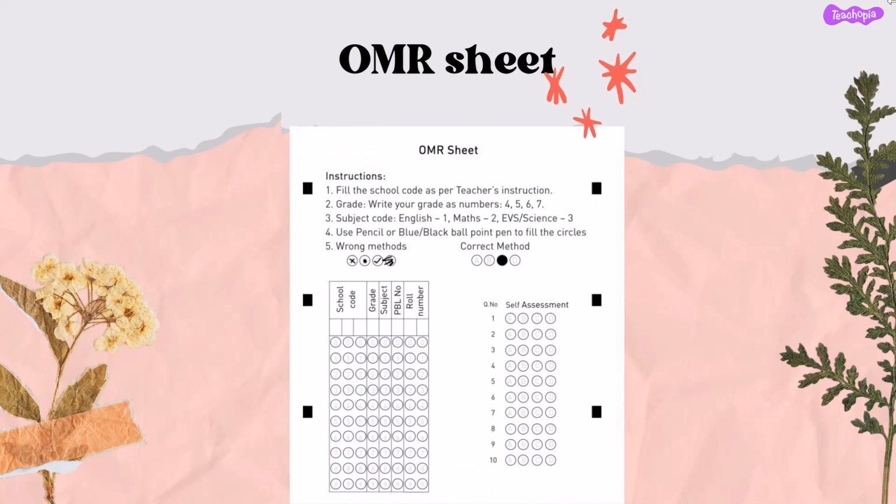The PBL ends with an OMR sheet. This is a sheet that captures the answers of the learner. It is included to give the learners practice in marking them, as they will be used in competitive exams.